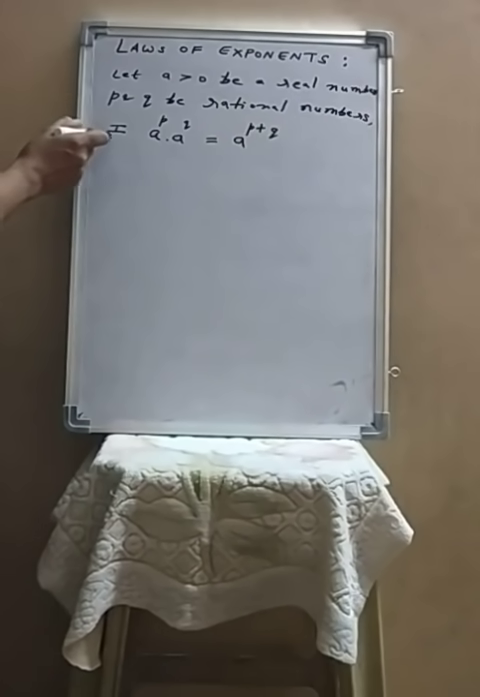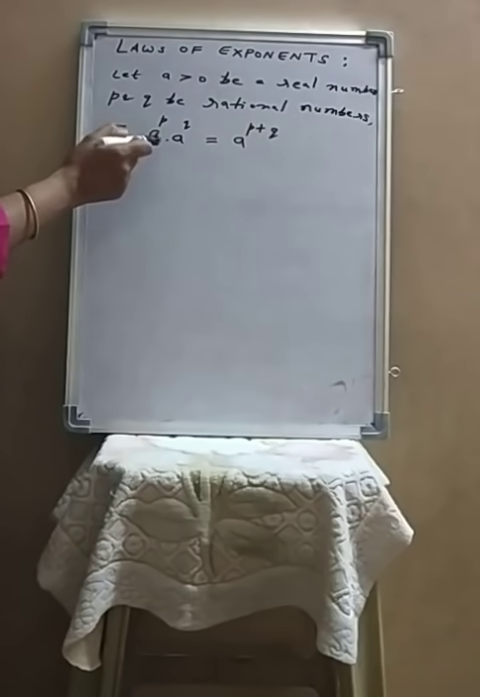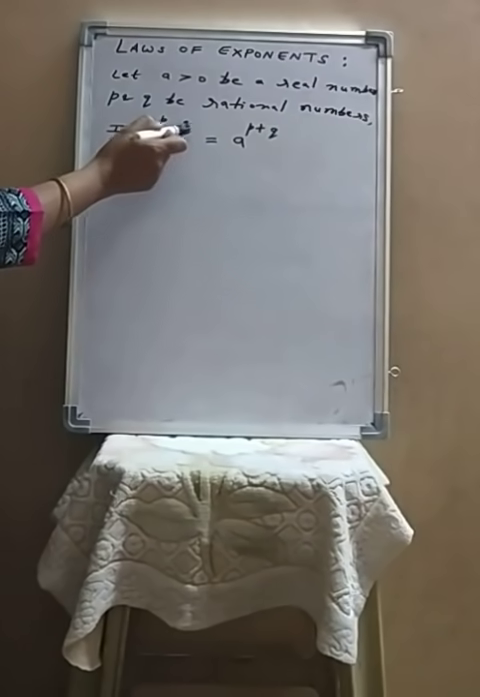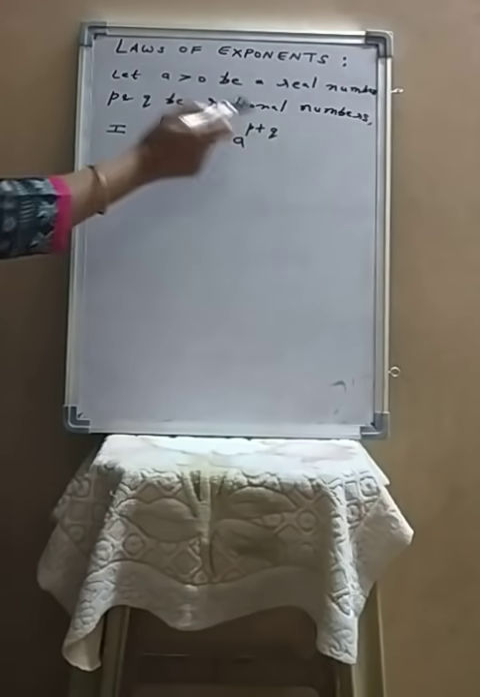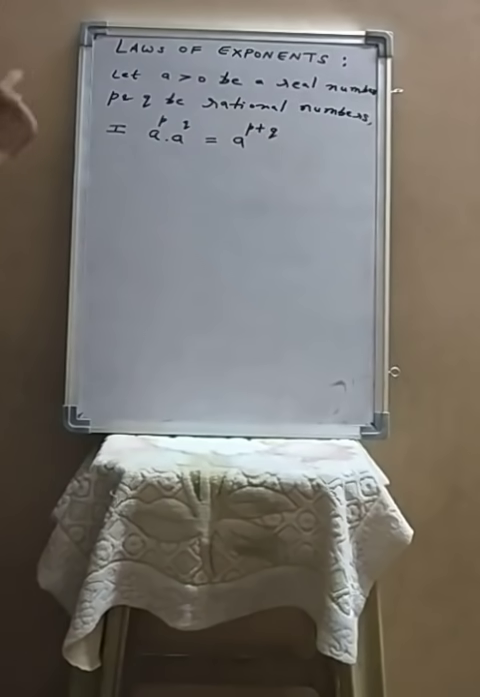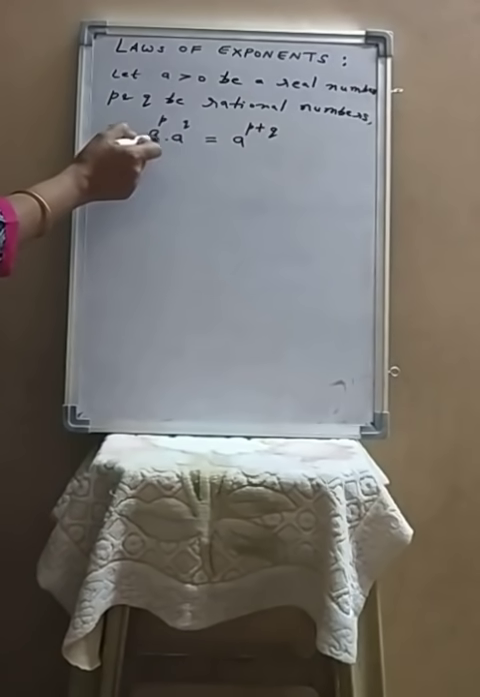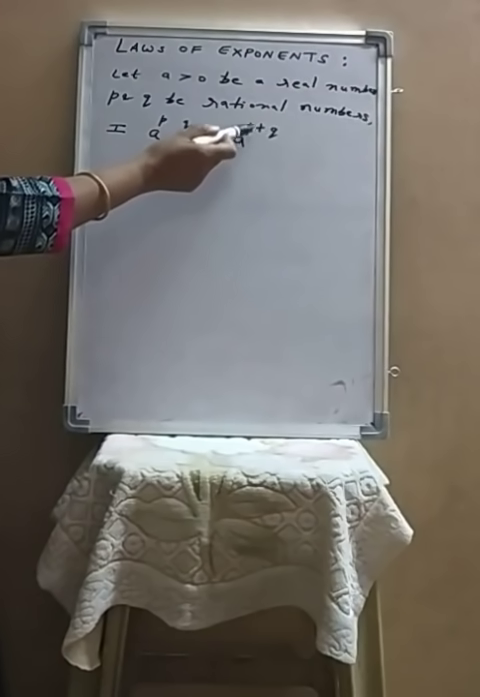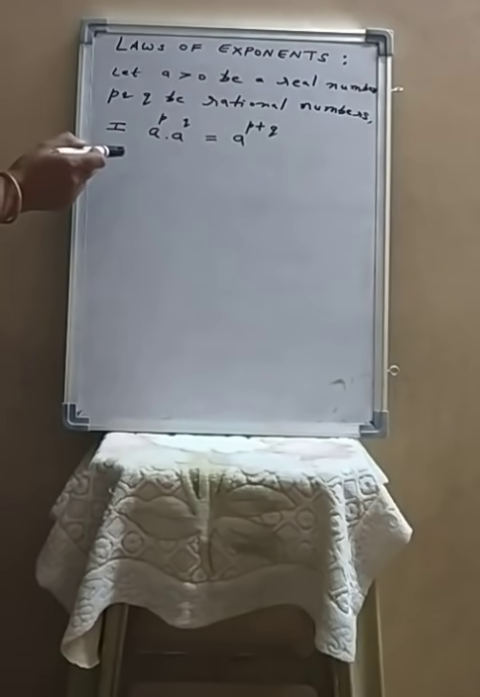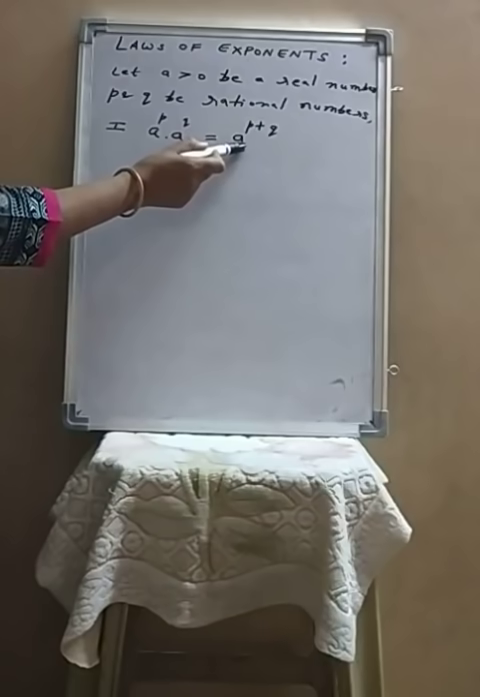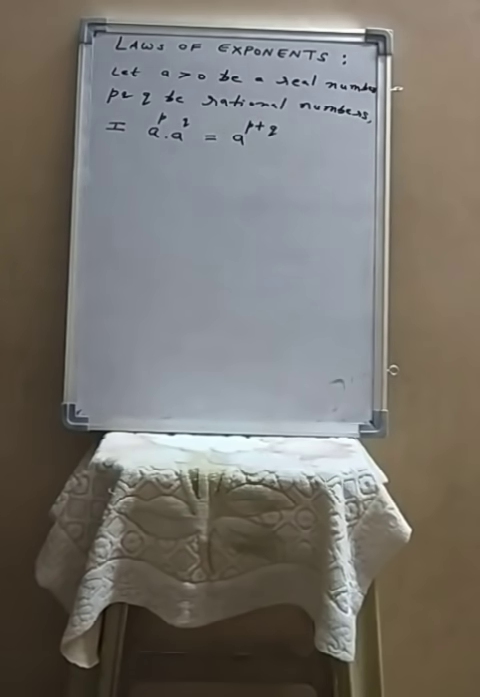See the first law, which says that a raised to the power p dot a raised to the power q, here dot means multiply, is equal to a raised to the power p plus q, which means that if we have two numbers in multiplication whose bases are same, then what we can do? We can add their powers. Let me repeat. If there are two numbers in multiplication whose base is same but the powers are different, then we can add those powers. a raised to power p plus q.